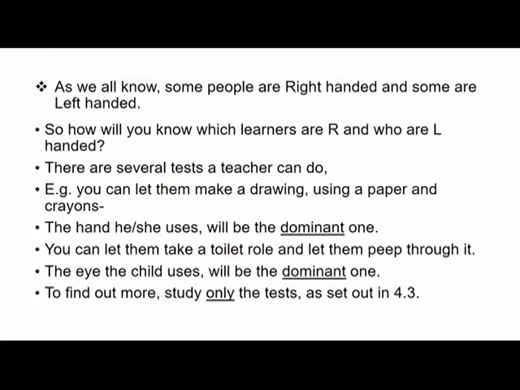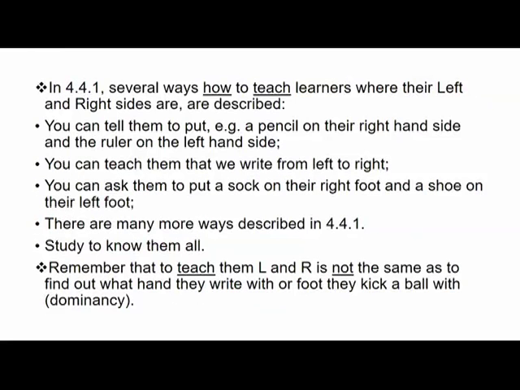As we all know, some people are right-handed and some are left-handed. So how will you know which learners are right and which are left-handed? There are several tests a teacher can do. For example, you can let them make a drawing using a paper and crayons, and the hand he or she uses will be the dominant one. You can let them take a toilet roll and let them peep through it. The eyes the child uses will be the dominant one. To find out more, study only the tests as set out in 4.3.